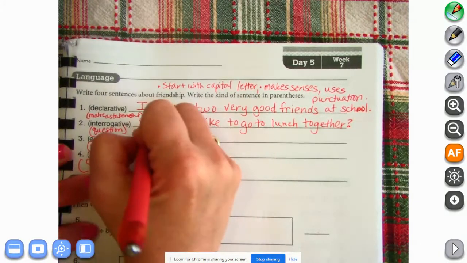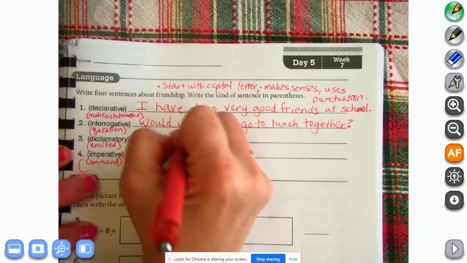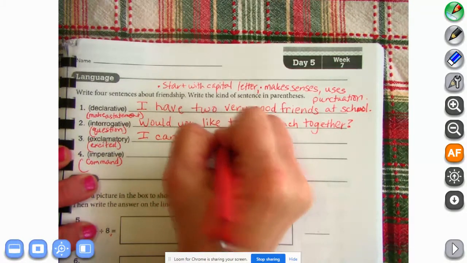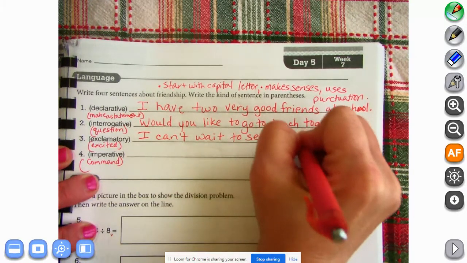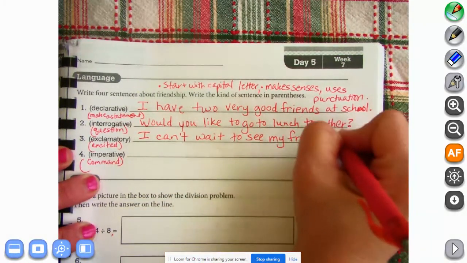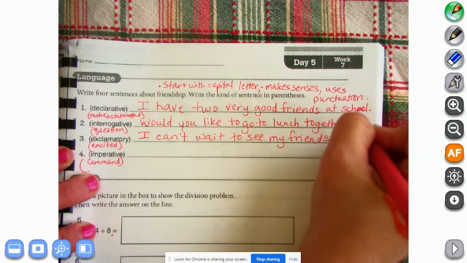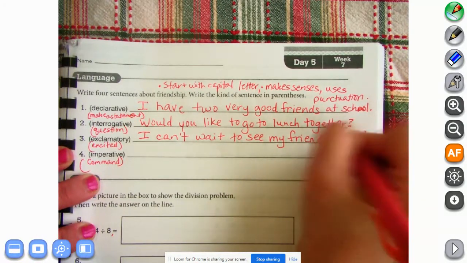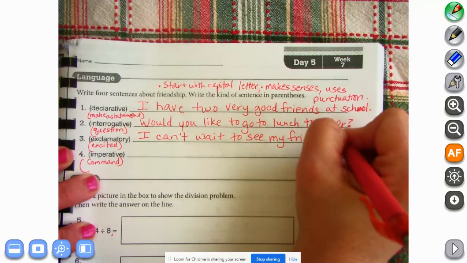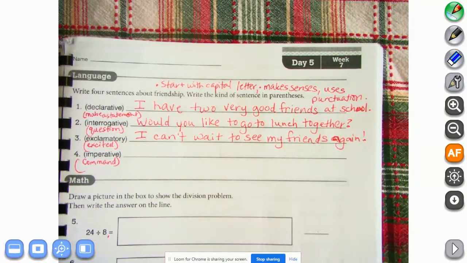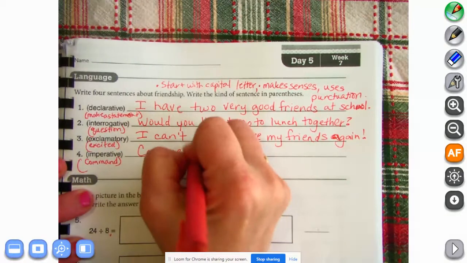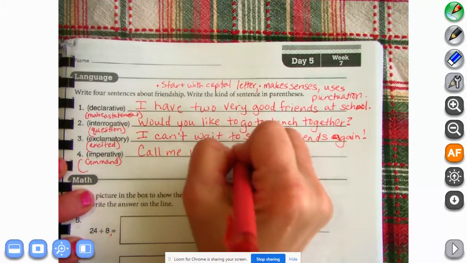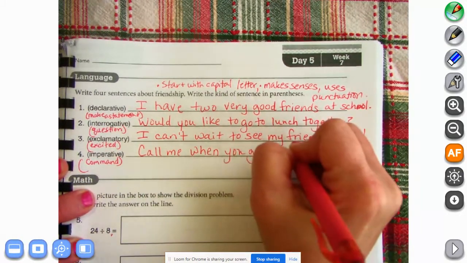Exclamatory, I can't wait to see my friends again. Once this virus gets under control, right? Can't wait to see my friends again. Imperative sentence. I might be able to say, call me when you get a second.